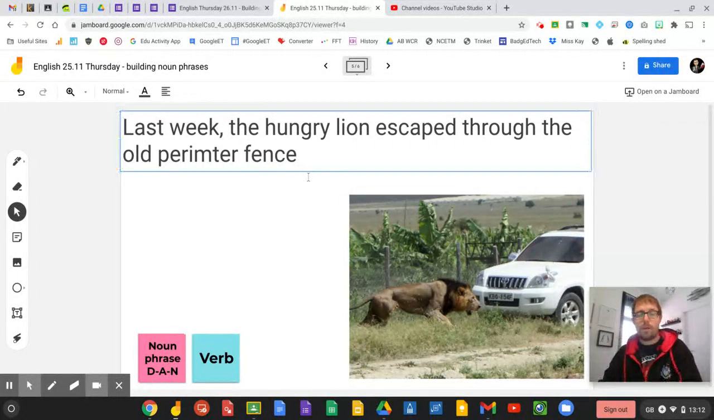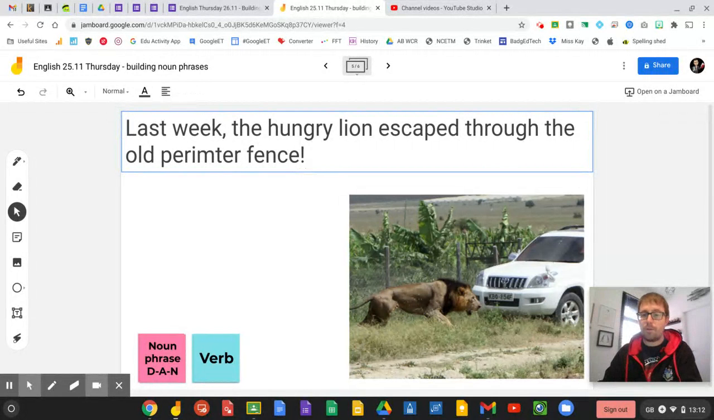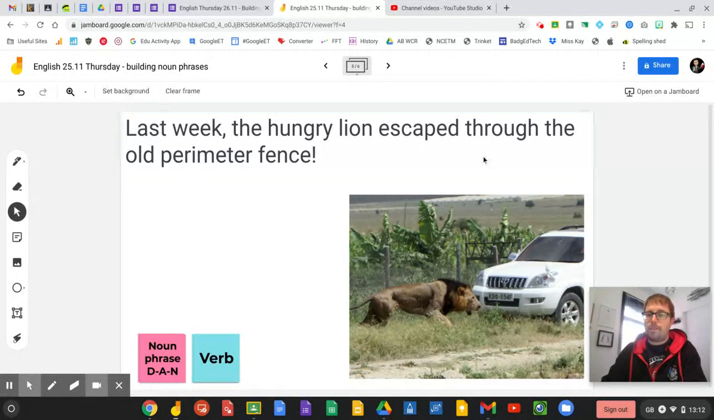Now, I could just have a full stop, but there's an element of told you so, because I did tell you all at the beginning of the week in maths, if we didn't have a perimeter fence, the lion could escape. So I'm going to put an exclamation mark in there. Now, I could also sort out my spelling of perimeter. Then I'm ready to submit that one.